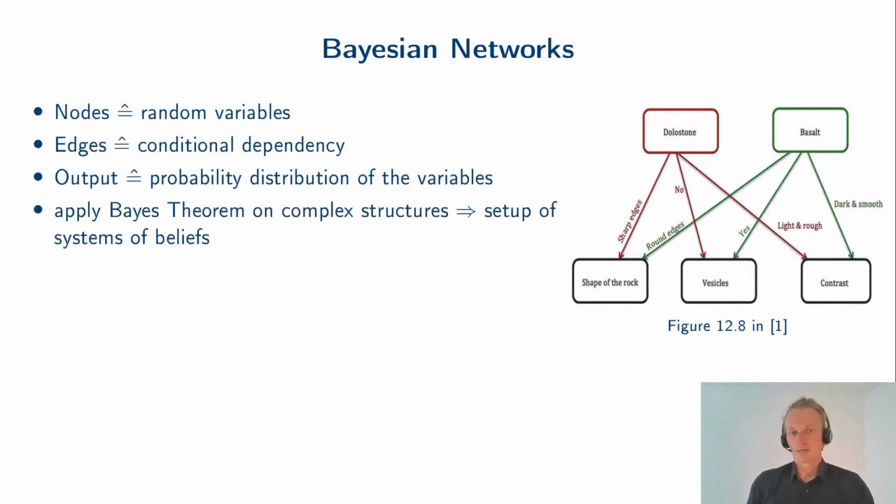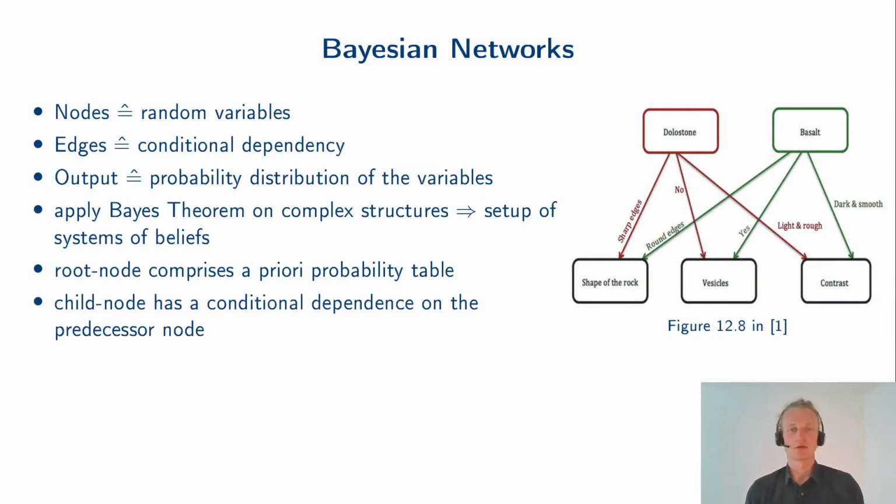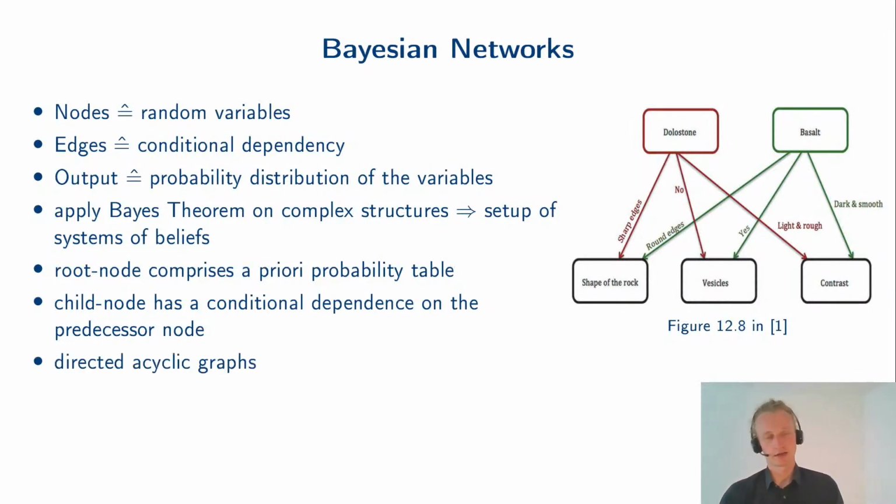So we are applying Bayes' theorem on complex structures so that we then retrieve a setup of systems of beliefs. The root node comprises a prior probability table. The child node has a conditional dependency on the predecessor nodes. I mentioned before that it is important, and of course also the graph, and it is not allowed that the graph has some cycles. So we are having directed acyclic graphs.